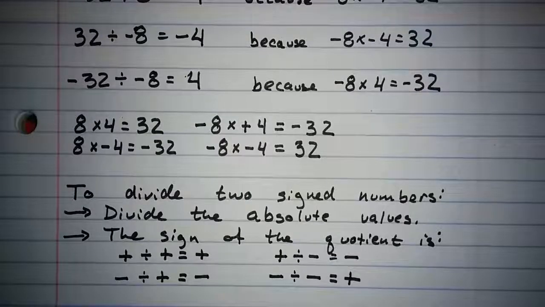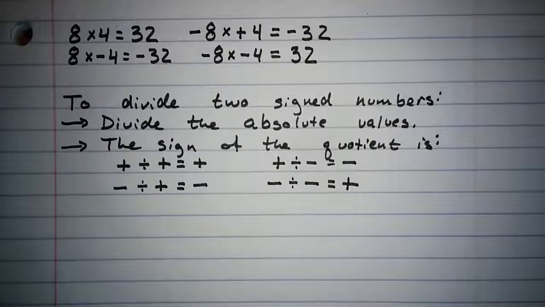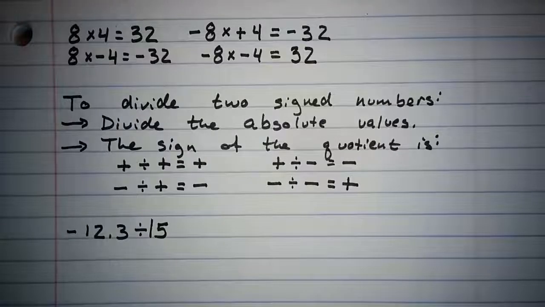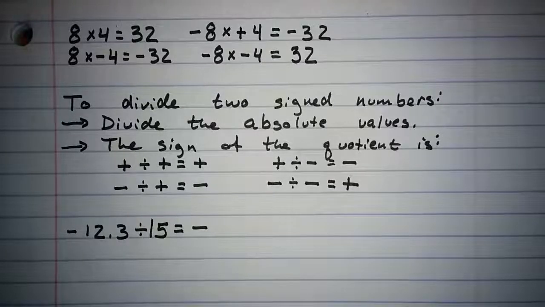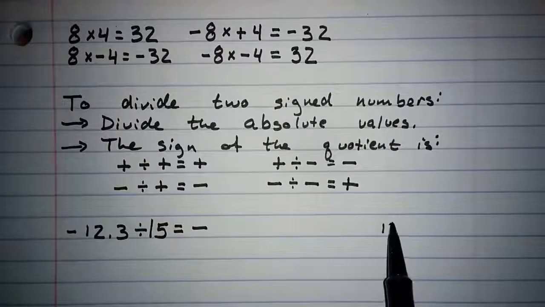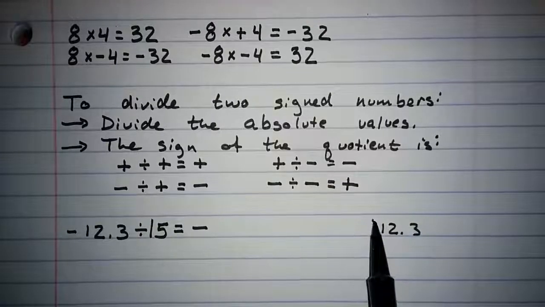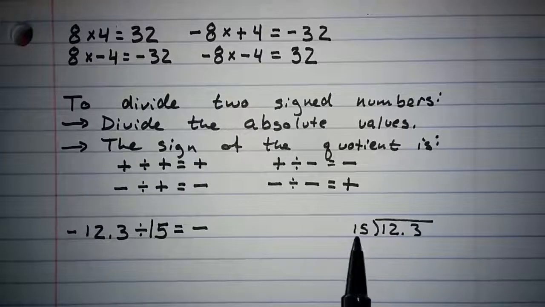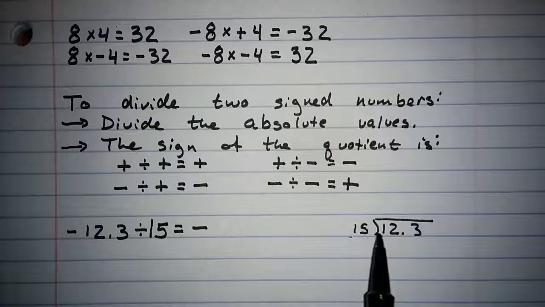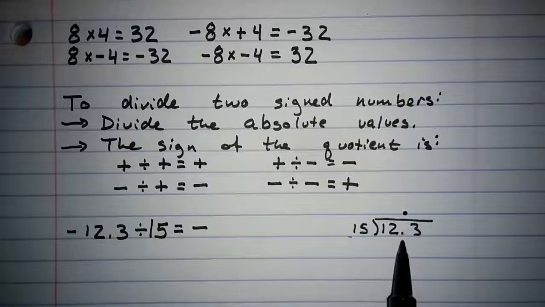Let's try a couple of examples. Let's say we want to divide negative 12.3 by positive 15. Well, the result is going to be negative. And now we're going to divide in the usual way. 12.3 divided by 15. We're dividing by a whole number already, so we don't need to mess around. Decimal point in the answer goes right above the decimal point in the dividend.